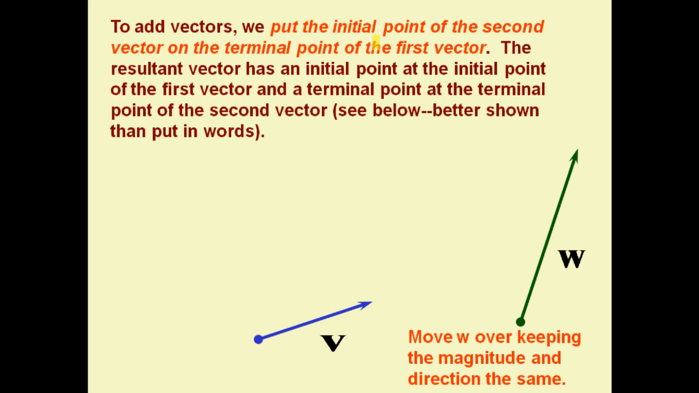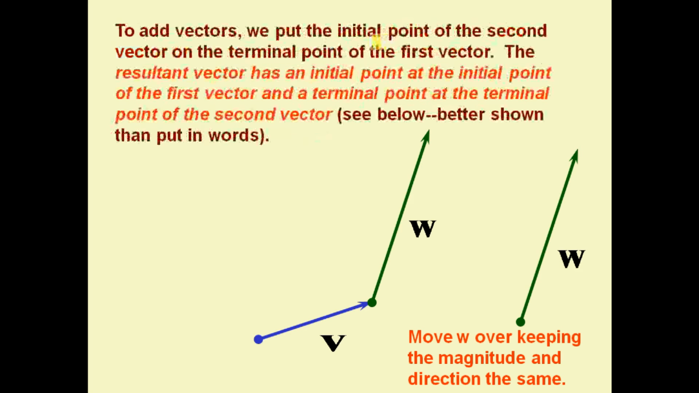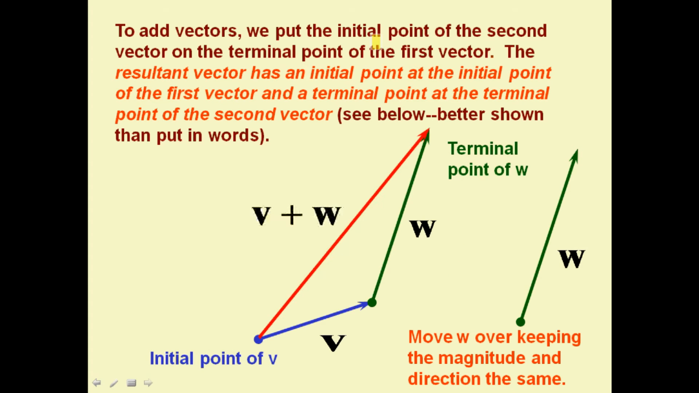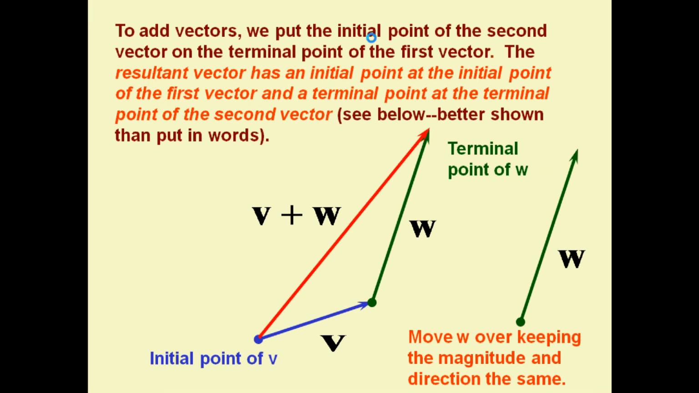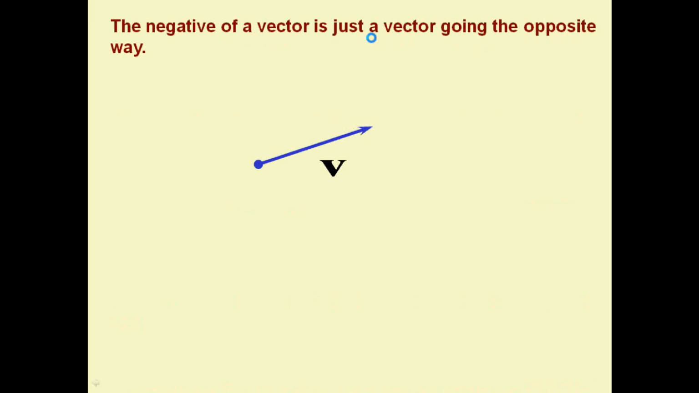Now let's show you graphically. We have two vectors v and w. Move w over, keeping the magnitude and direction the same. We moved it to the terminal point of v. We have put the initial point of the second vector on the terminal point of the first vector, and the resultant vector goes to the terminal point of w. That's all.